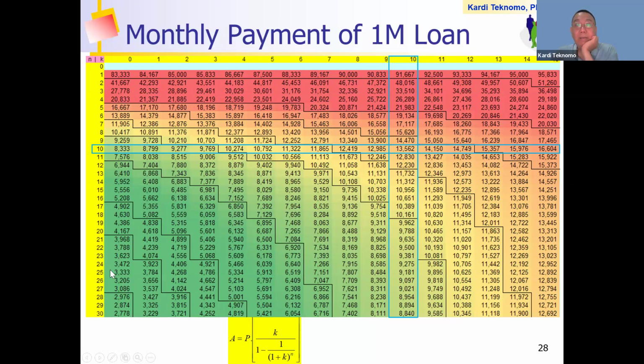Looks like the time matters also. For example, if you put 30 years, you pay a very small amount, see, compared to 10 years, but you need to pay for a very long time, monthly.